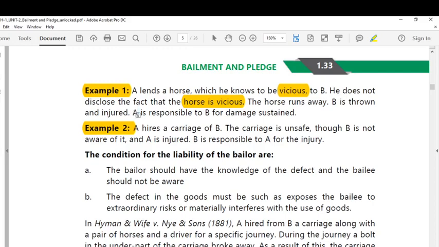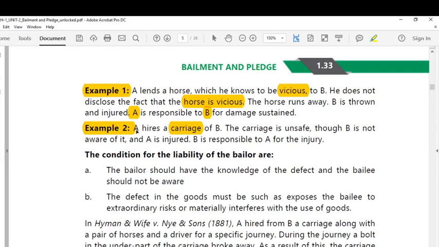A is a bailor. Right, A is bailor, B is bailee. A does not disclose to Mr. B the vicious nature of the horse. So, because of that, some damage was sustained by Mr. B. Because of that loss, B has a right to collect it from Mr. A, who is bailor.